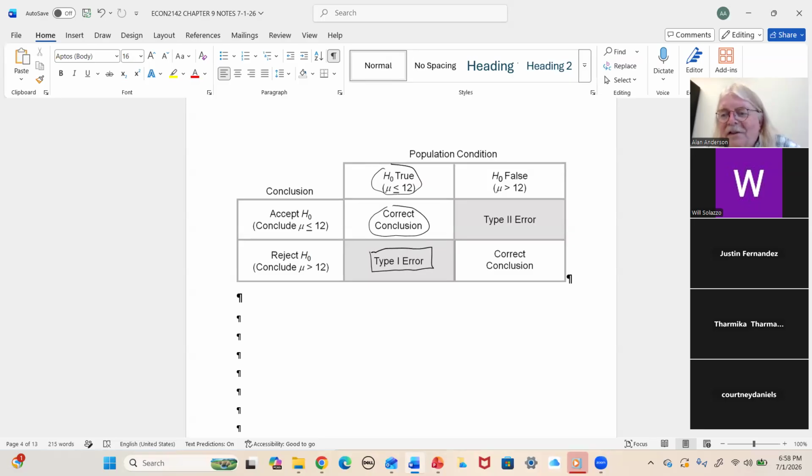I don't know why. It just is. And these names are kind of arbitrary, as you can see. So, in other words, incorrectly rejecting the null is a type 1 error.